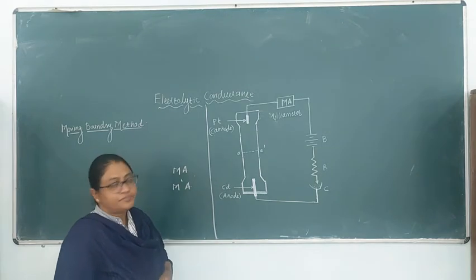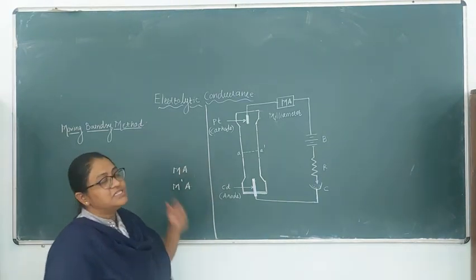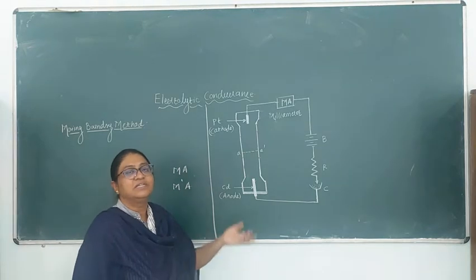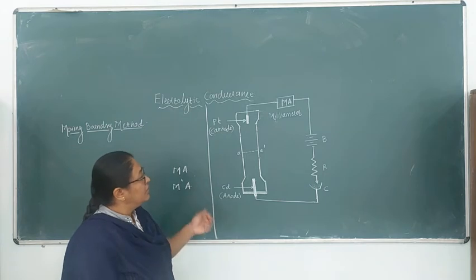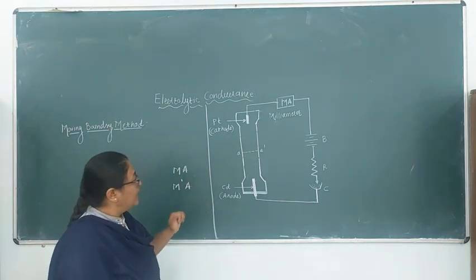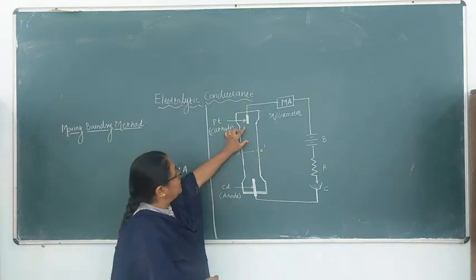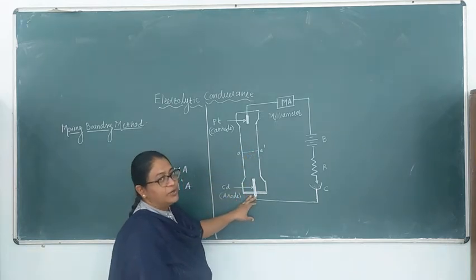Alright. Now, to do the experiment, what will we do? We pass a certain current through the circuit for a certain time. Here this is a cathode, the first solution is here, the second solution is here, and this is your anode.